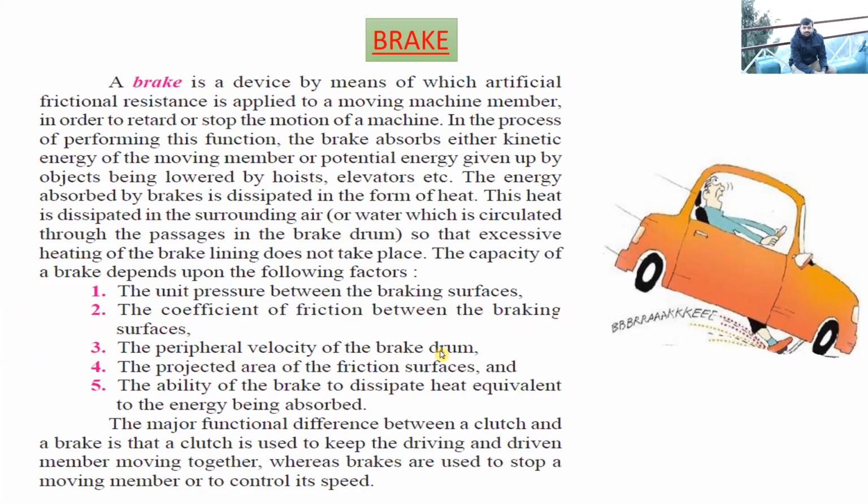Third, the peripheral velocity of the brake drum. This brake drum is not a general term. It means the peripheral velocity of whatever object is rotating, on which we are applying the brake. Okay. Fourth is the projected area of the friction surface. Yes, this plays a very important role. The amount of area which is coming in contact with the moving object will be directly proportional to the braking force. Okay, or other parameters.